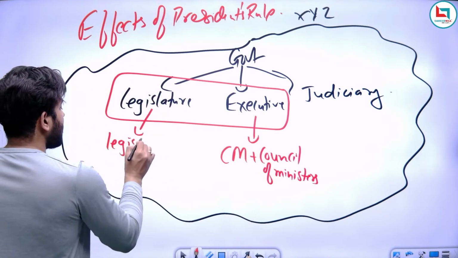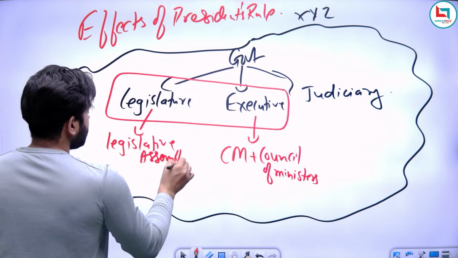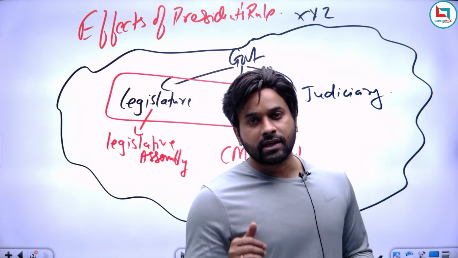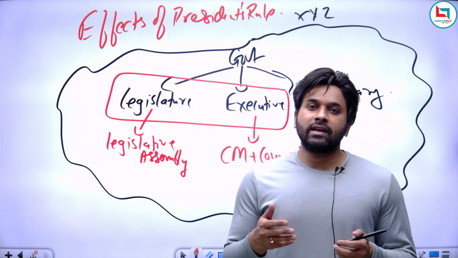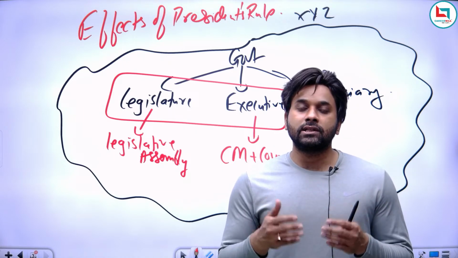In legislature we have legislative assembly. Remember, in a state legislature there are usually two houses. The first is the legislative assembly and the second is the legislative council. But in India only 6 states have a legislative council and a legislative assembly. The remaining 22 states have only a legislative assembly.